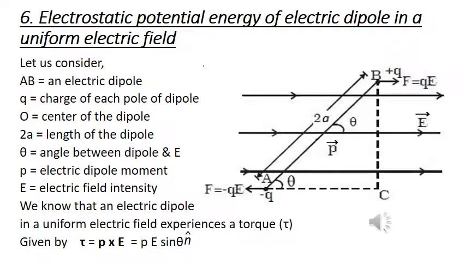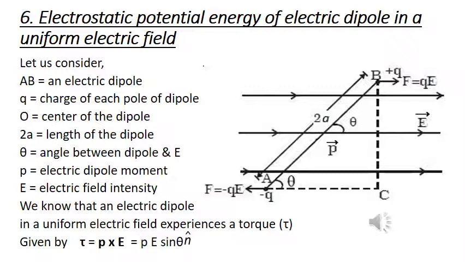Our last topic is electrostatic potential energy of electric dipole in a uniform electric field. To obtain the expression of electrostatic potential energy, let us consider an electric dipole AB having Q charge on each pole. O is the center of the dipole and the length of the dipole is 2a. Dipole is subtended at angle theta from the electric field E. P is the electric dipole moment of the dipole and E is the electric field intensity.